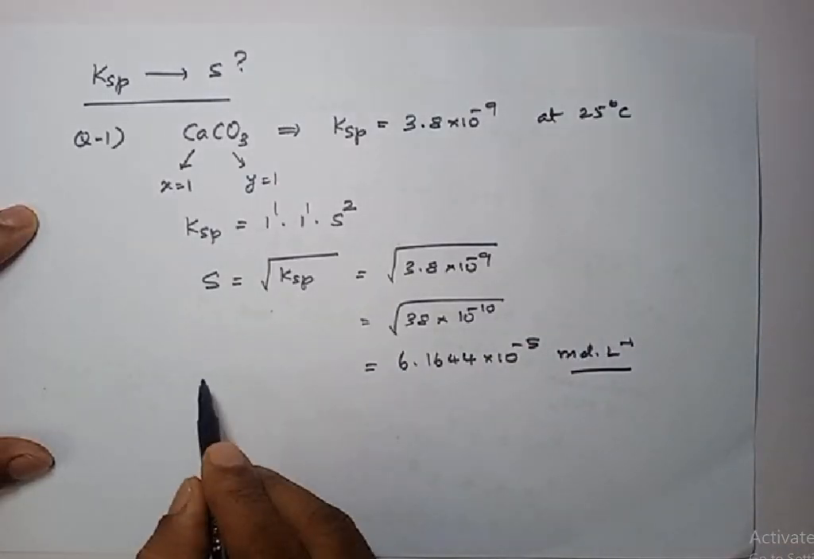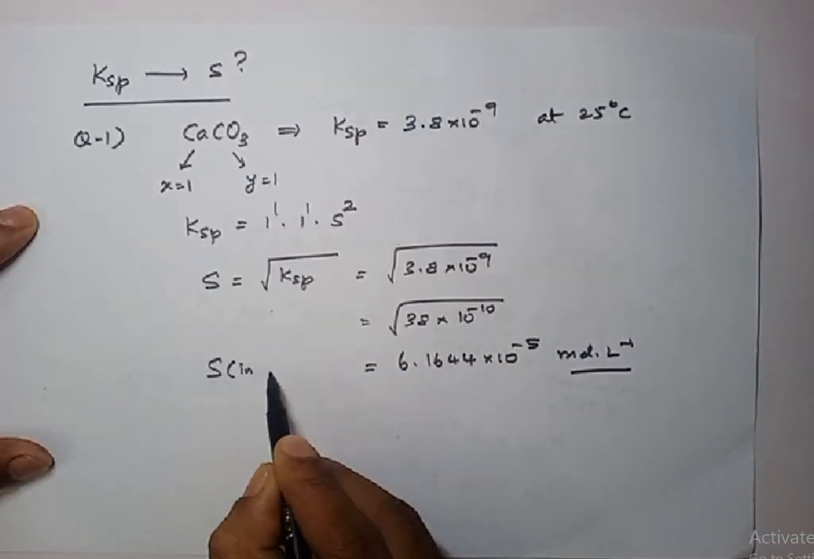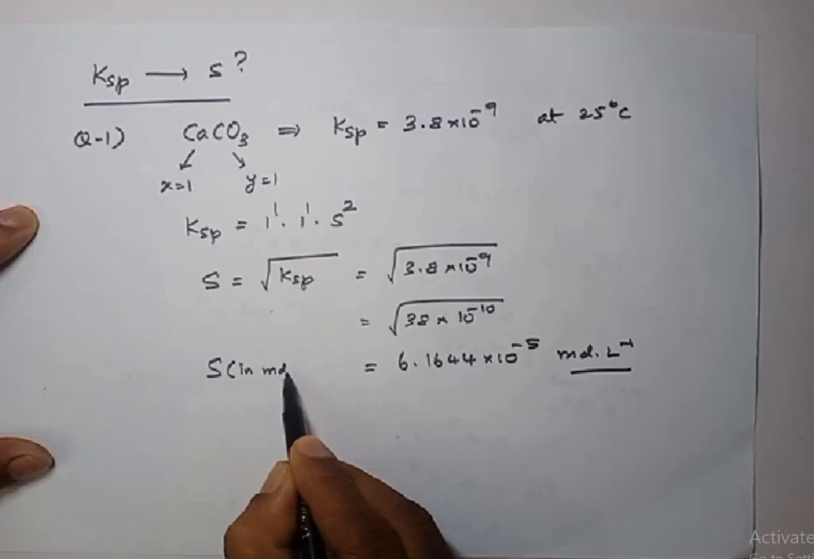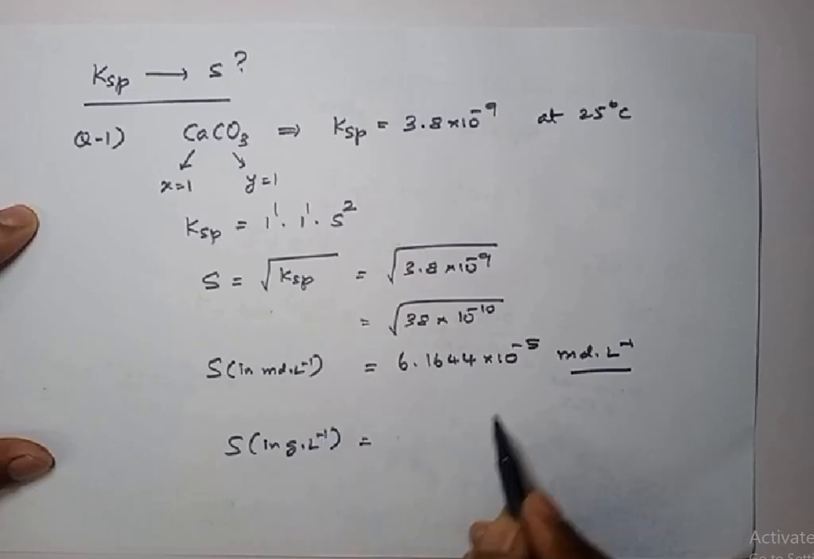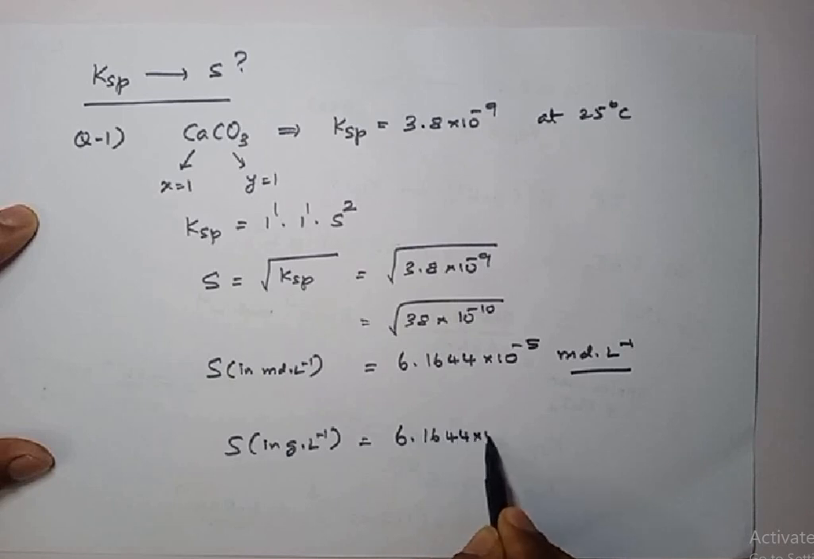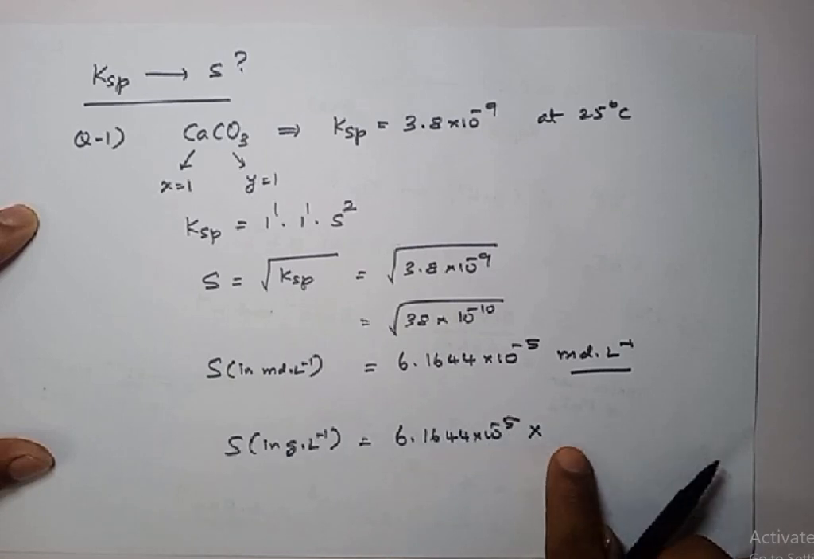Okay, so this is solubility in molarity unit or in mole per liter. So what is the solubility in gram per liter? What we have to do? Take the value 6.1644 into 10 to the power minus 5. This is in mole per liter. Multiply this value by the molar mass.